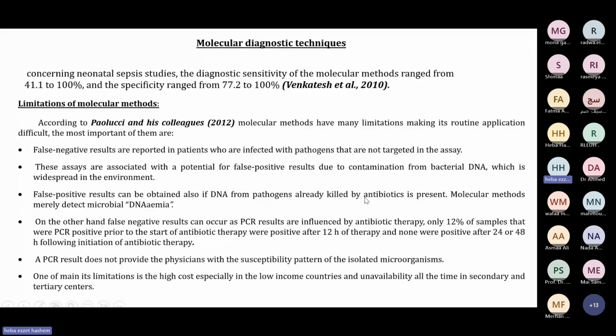False negative results can occur if the patient underwent antibiotic therapy, so the test can give negative results. Again, the molecular techniques can give false negative results in patients infected with pathogens that are not targeted in the assay. So we have to use a pan-molecular technique, which is usually financially not available in different healthcare facilities.